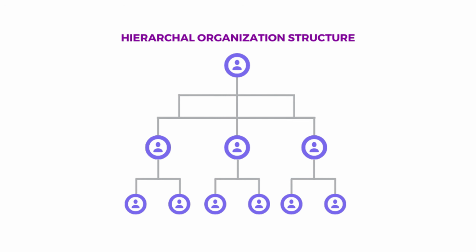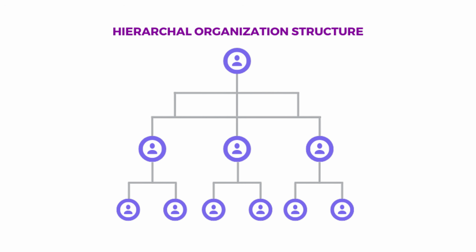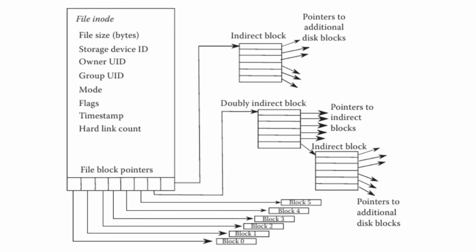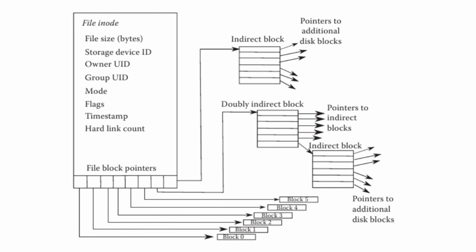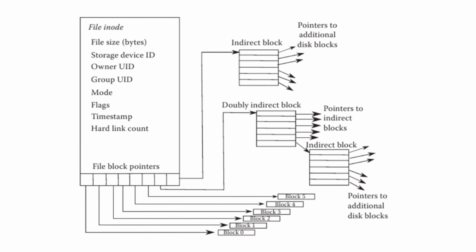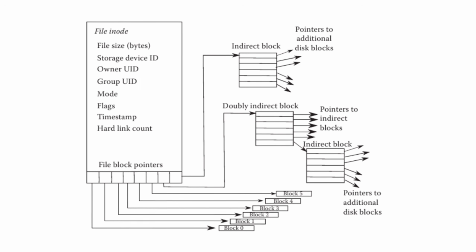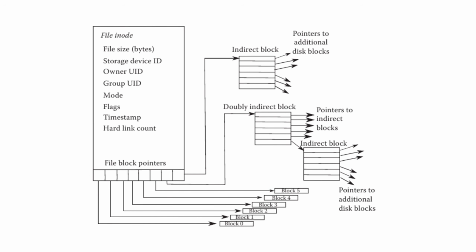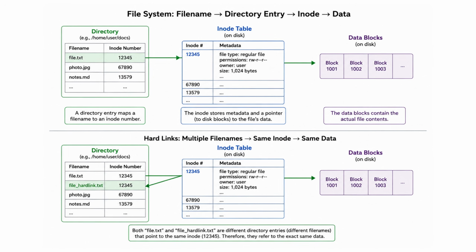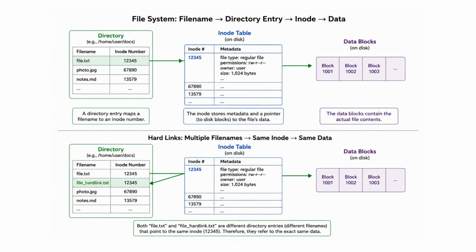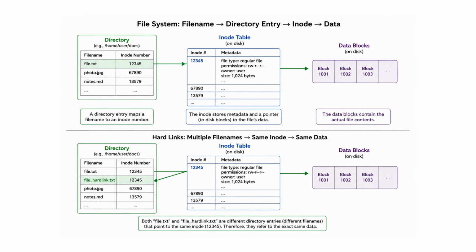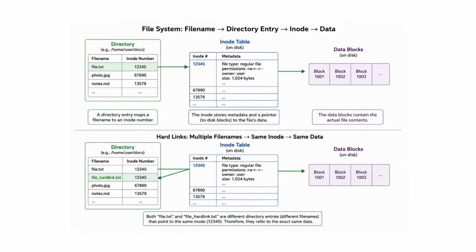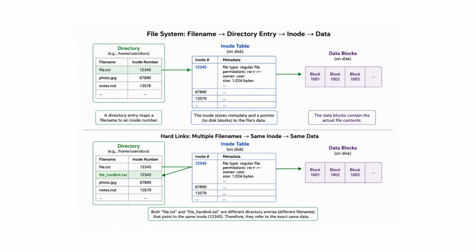In simple terms, ext4 stores files in a structured hierarchy using inodes. Each inode is a data record that holds everything about a file except its name and content, including its size, permissions, and the exact disk locations of its data blocks. The file name lives in a directory entry that points to the inode. That separation is what allows hard links, where 2 file names point to the exact same inode and therefore the same data.